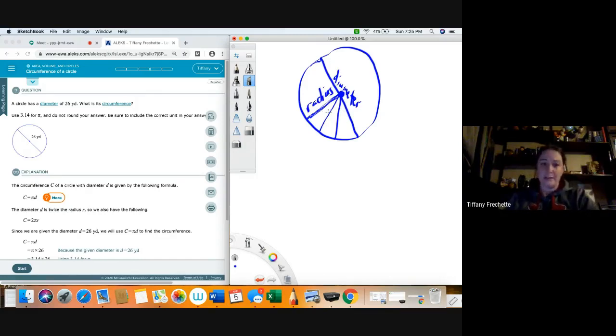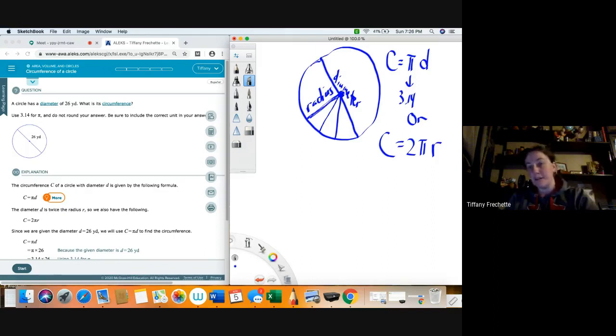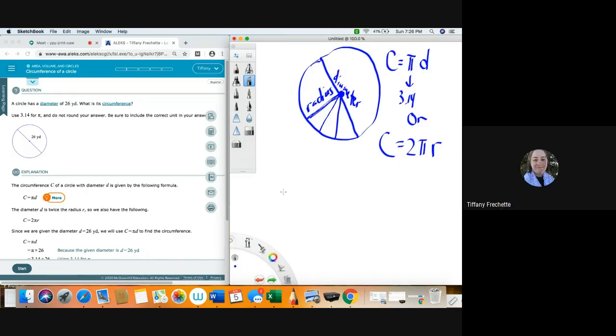The reason I wanted to give you all that information is because to find circumference, we multiply pi, which is simply 3.14, times the diameter. Or we can say circumference is 2 times pi times r, because how many radii are there in a diameter? 2. So if we have a radius, we multiply by 2 and then pi. If they give us the diameter, we simply multiply by pi. That's all we do for this one.